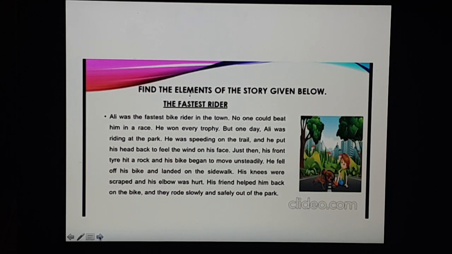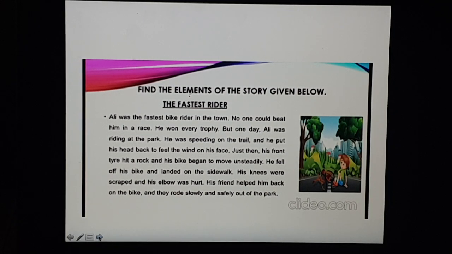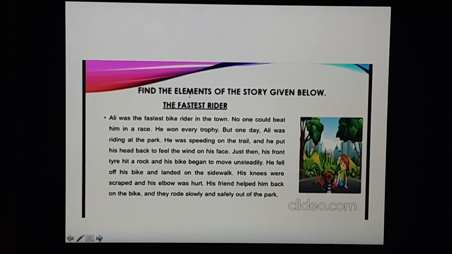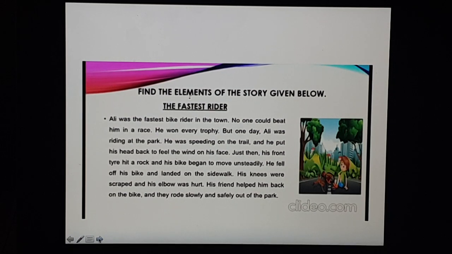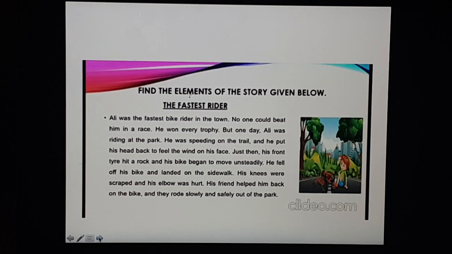Just then, his front tire hit a rock and his bike began to move unsteadily. He fell off his bike and landed on the sidewalk. His knees were scraped and his elbow was hurt. His friend helped him back on the bike and they rode slowly and safely out of the park.